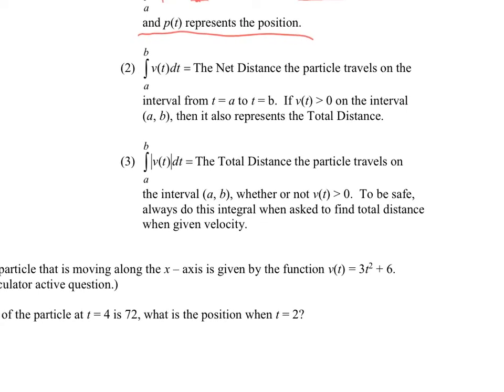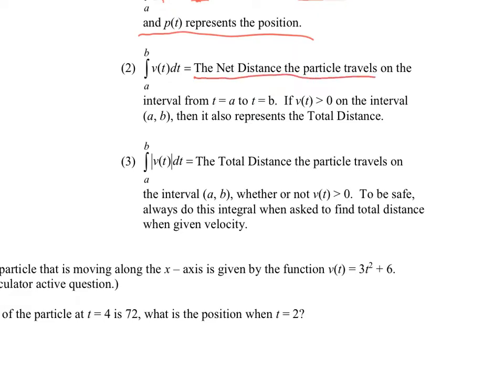And number two, if you're integrating velocity from A to B, your net distance will be the total distance traveled on the interval from A to B, if your velocity is always greater than zero. In other words, your velocity graph is always up here, then the total distance will also be the net distance.